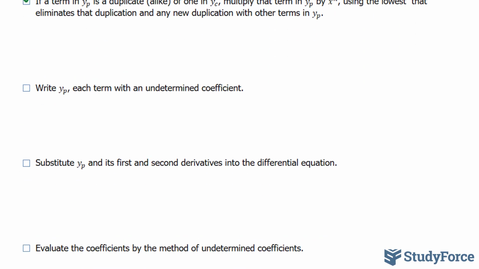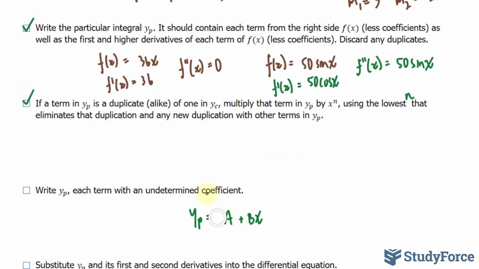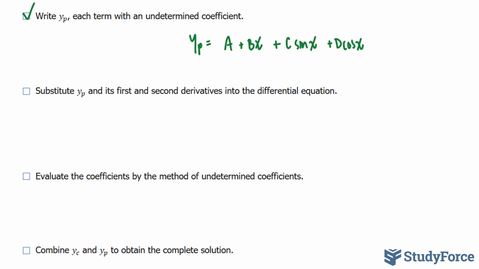Let's move on to step number 4. Now we have to write yp. Our particular integral yp will look like this. We have yp is equal to a plus bx, where this term represents 36, and this term was generated because of that 36x, plus c sine x, representing this, plus d cosine x, representing this. Step number 4 is done. Moving on to step 5. We have to substitute y subscript p and its first and second derivatives into the differential equation.